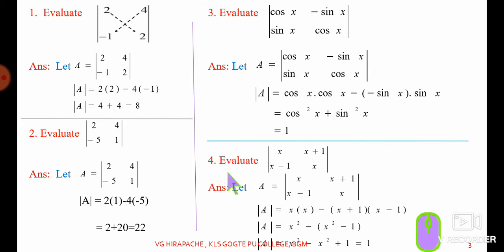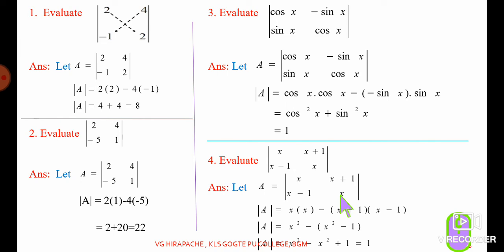My dear students, let me take the fourth question. Evaluate the determinant, once again of second order. First two elements are x, x plus 1. Second two elements are x minus 1, x. Similarly here also we take determinant of A is equal to determinant. The first two elements are x, x plus 1. Second two elements are x minus 1, x.